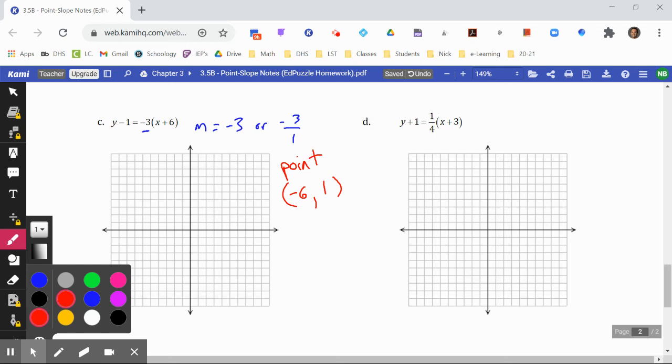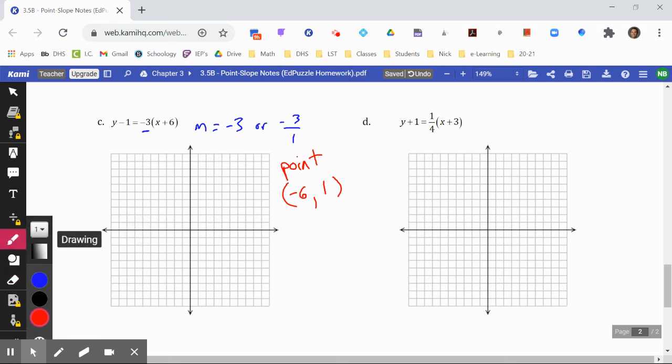That means I'm going to go 6 left here on my x-axis: 1, 2, 3, 4, 5, 6. And I'm going to go up 1. So it should be right here. I plot my point first, and now I'm going to use my slope to get that second point. And my slope, in this case, is -3/1. So my rise is actually going to be going down 3 units: 1, 2, 3, and 1 over to the right. So there's my second point for my slope.